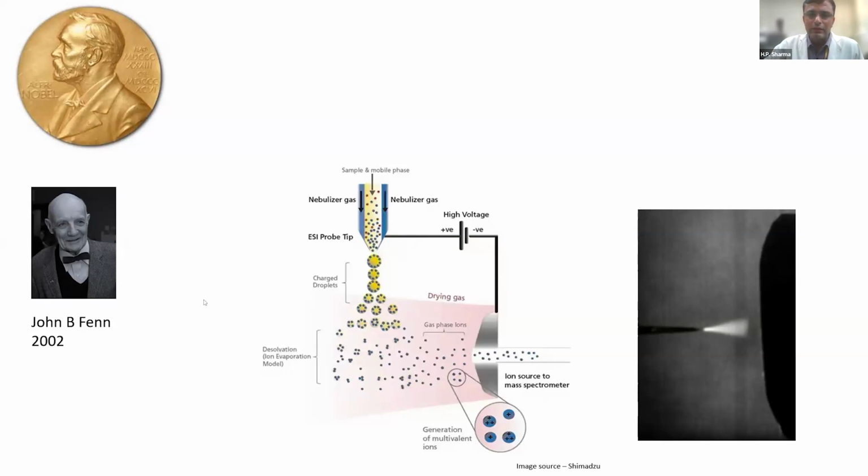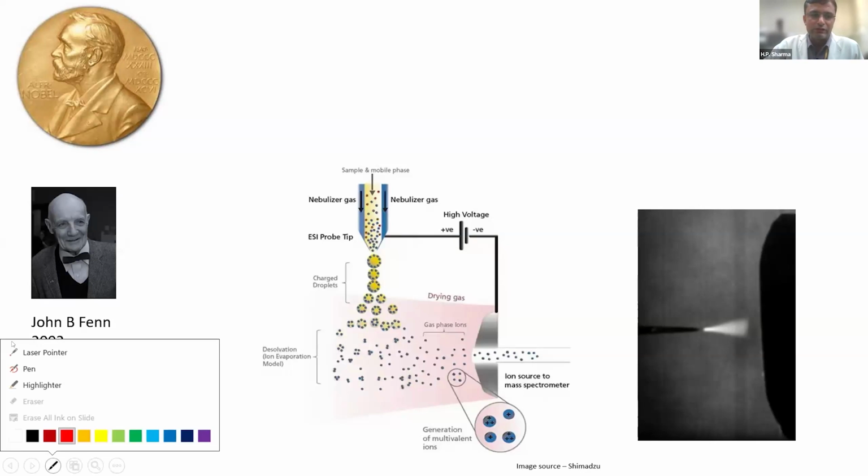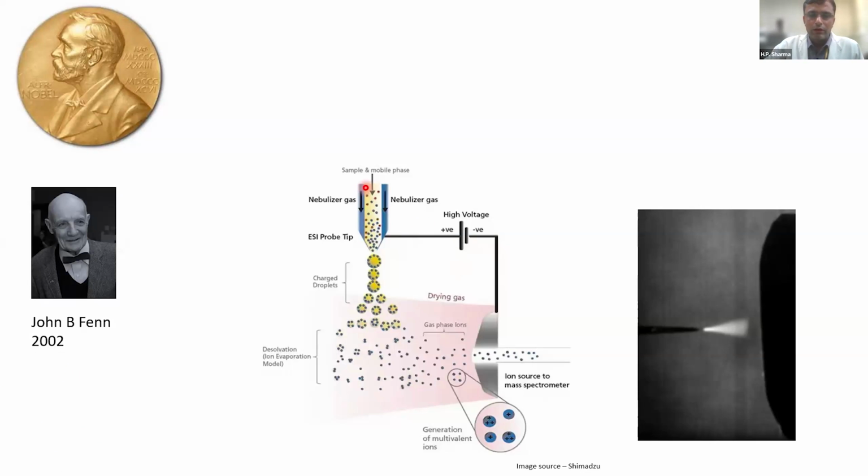So how does this liquid chromatography, or this ESI, actually work? You are introducing your liquid sample through this small needle, and this needle is kept at very high voltage, either in positive mode or in negative mode. And when your molecules, the analyte of interest, are traveling through this small tube, they get ionized because you have kept it at very high voltage.